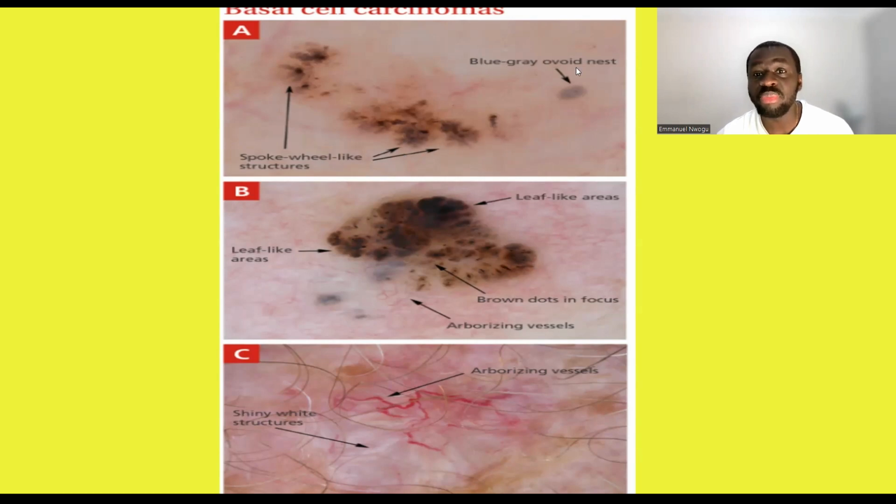Other things you could see are the blue-gray ovoid nests. In fact, I recently referred a patient because I identified a blue-gray ovoid nest within her skin lesion. So it's something you could actually see, as well as what we call the blue-gray veil. You can see that blue hue when you see a lesion on the skin.